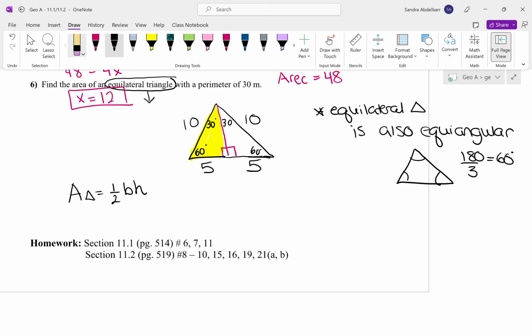So, opposite the 30 is x, so I could just redraw this triangle. Opposite the 30 is x, opposite the 60 is x root 3, opposite the 90 is 2x. So x is equal to 5, which means the height is 5 root 3.